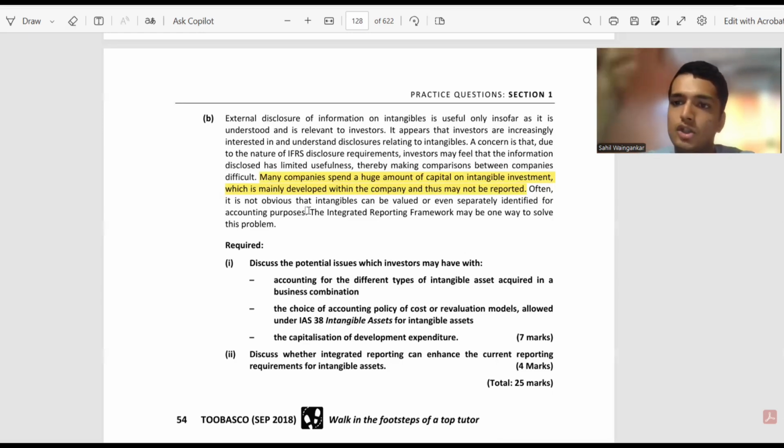तो cost model क्या होता है कि cost minus amortization, because it is intangible assets, minus impairment. And the same goes for a revaluation model, which is fair value minus amortization minus impairment. So many of the intangible assets are not traded on a standalone basis. For these intangible assets, we don't have an active market. And once we don't have an active market for such intangible assets, the fair value determination is very difficult.